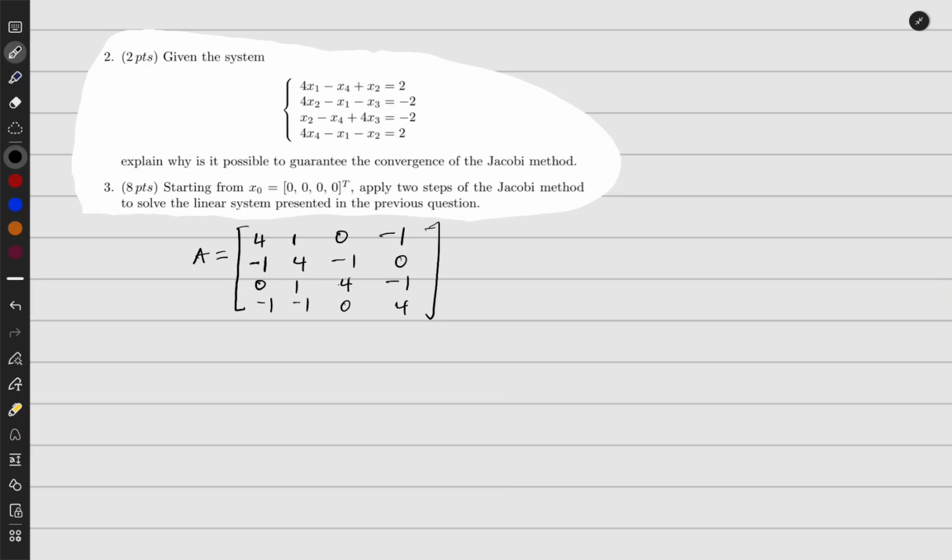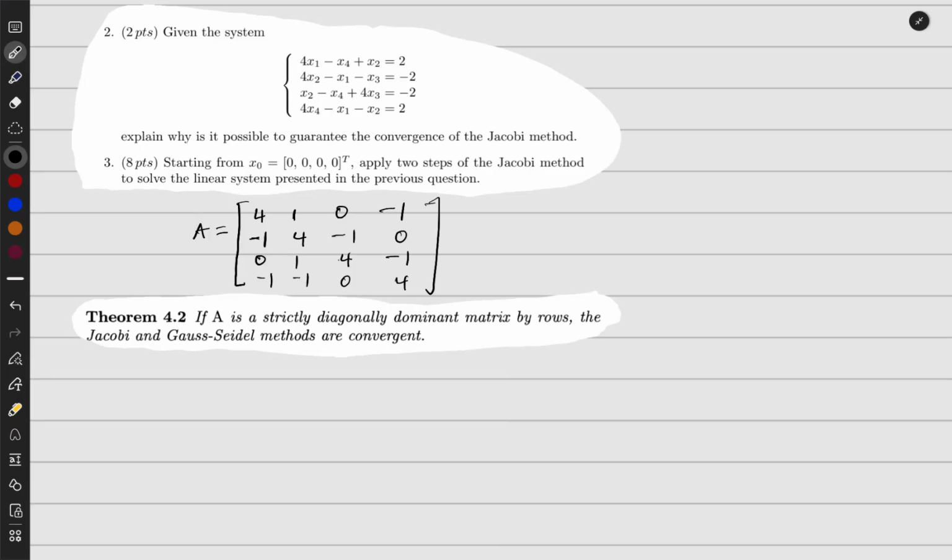After extracting our matrix A, which theorem can we use? We can pause and think about it. We have used this theorem before, so we shall redefine it. If A is strictly diagonally dominant by the rows, the Jacobi and Gauss-Seidel methods are convergent. So how do we go about this?